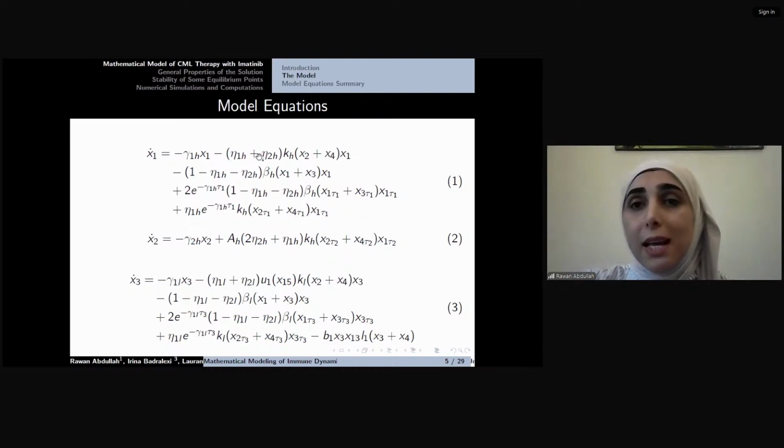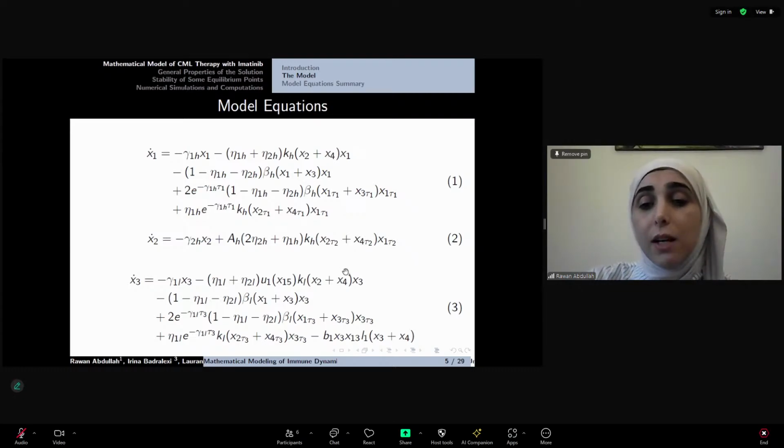The first equation represents the concentrations of stem-like healthy cells, in which beta alpha represents the self-renewal, where both daughter cells enter the stem-like state, and K alpha represents the differentiation, which is divided into symmetric and asymmetric division. The second equation represents the mature healthy cells. The third equation represents the concentrations of stem-like leukemic cells, in which beta I and Ki are defined as in the first equation, and the last term stands for the mortality due to cytotoxic T cells.